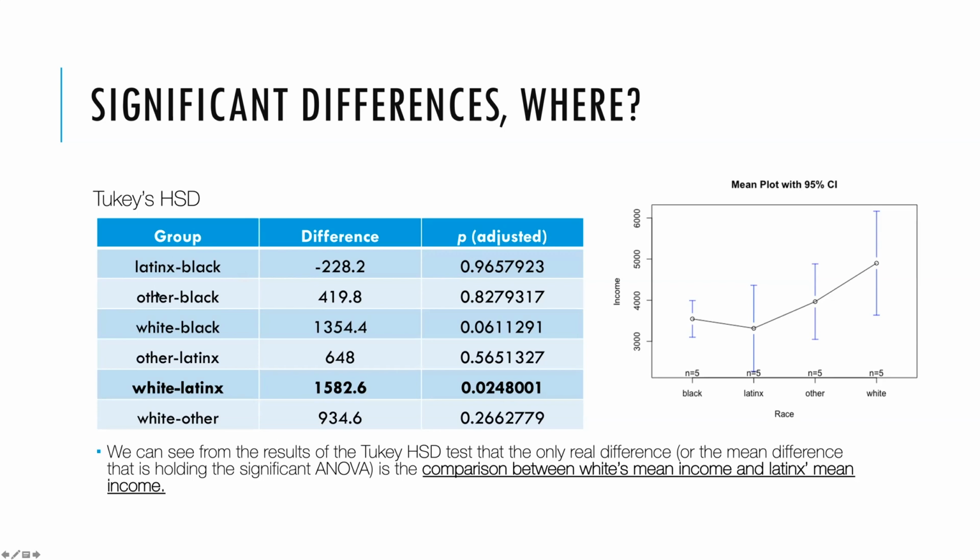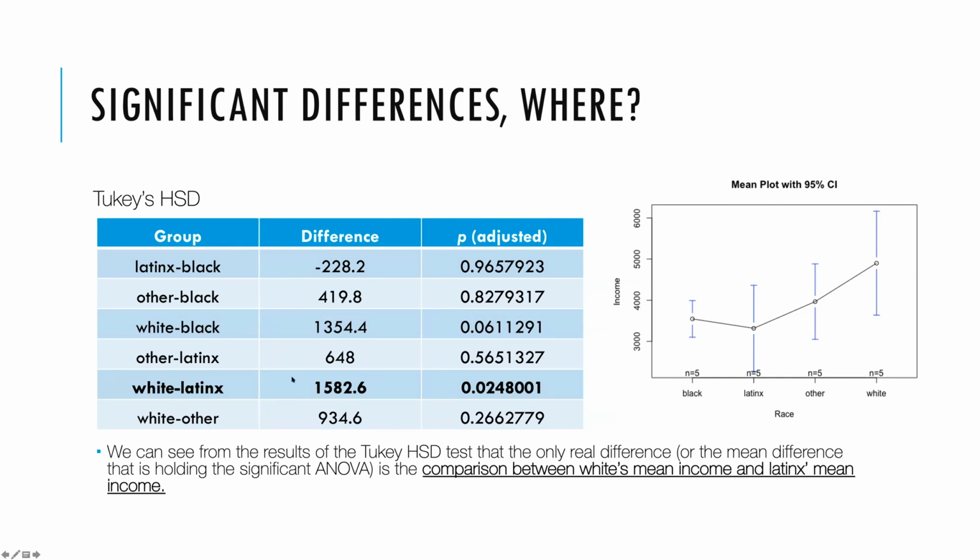Same here, when you compare other and Black, a $419, $420 difference, 83% chance that the null is true. So other and Black, these are basically saying that there's not much of a difference. White and Black, same thing. No real difference, but there's only a 6% chance that the null is true. So it's almost reaching our critical value. Other and Latinx, again, similar.